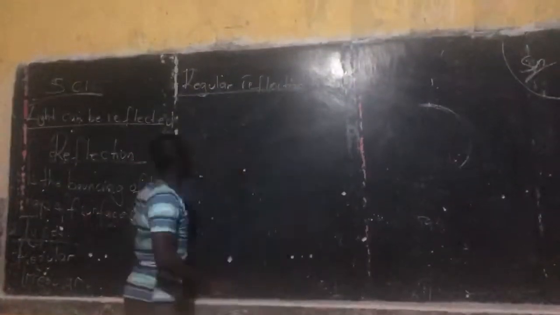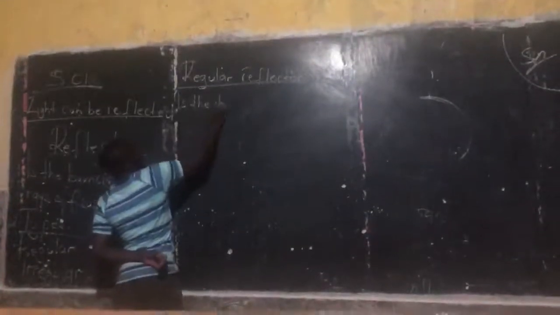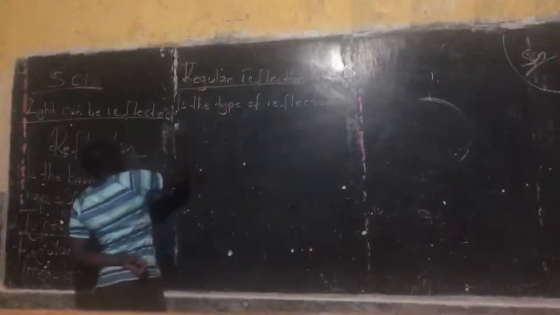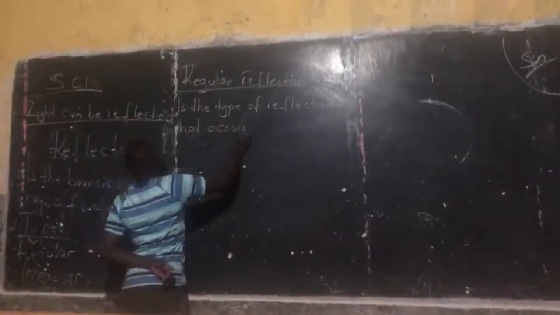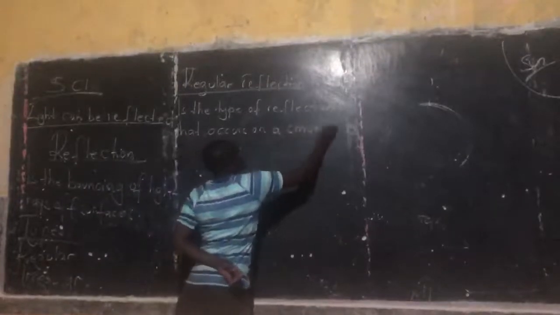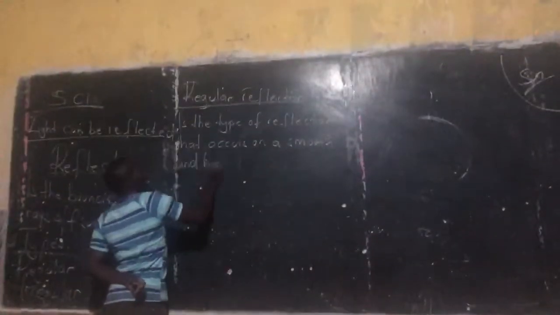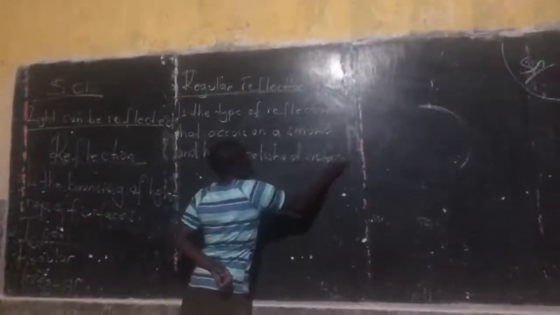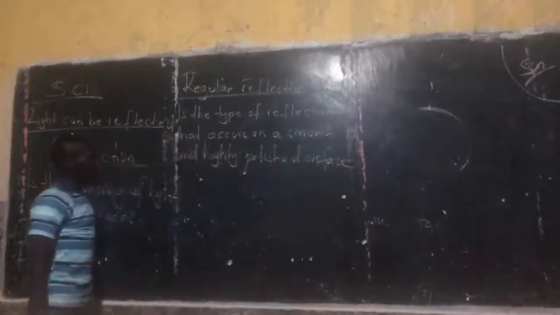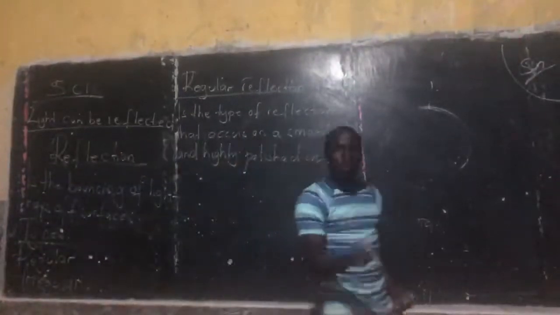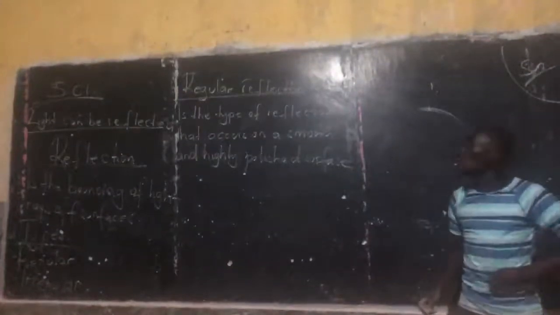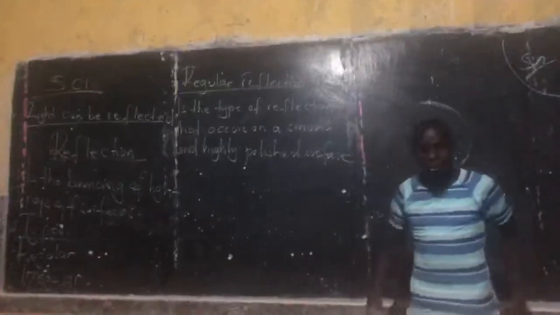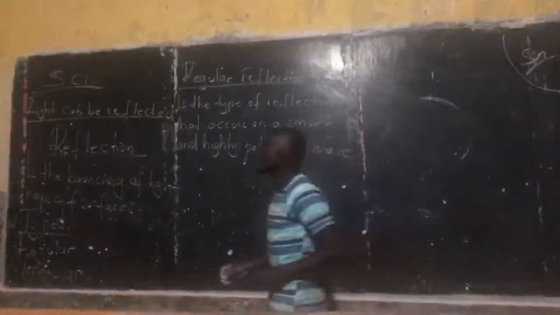A regular reflection is the type of reflection that occurs on a smooth and highly polished surface. Regular reflection is the type of reflection that occurs on a smooth and highly polished surface.